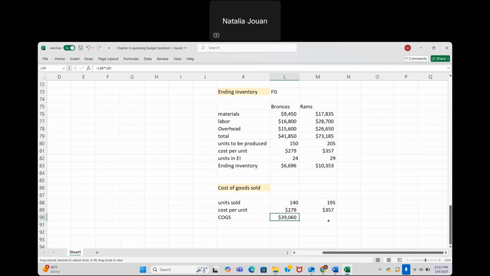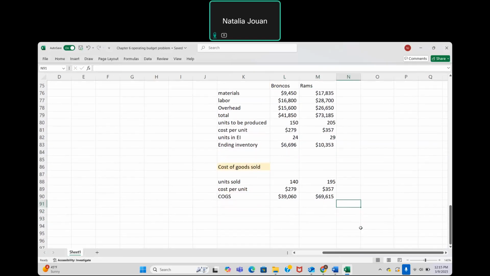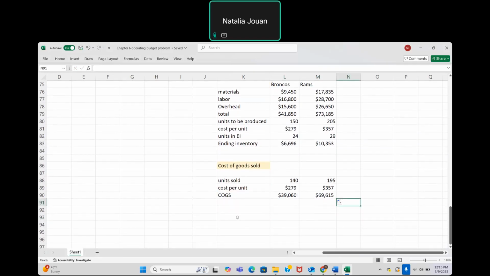39, 69. Here's the thing. What if I want to ask for one more? I'm going to throw one more in here. What's the gross margin? Or gross profit? Well, for that, actually, I'm going to erase that. For us to get the gross margin, we need the revenues minus the cost of goods sold. Gross margin. It's a valid question I ask.